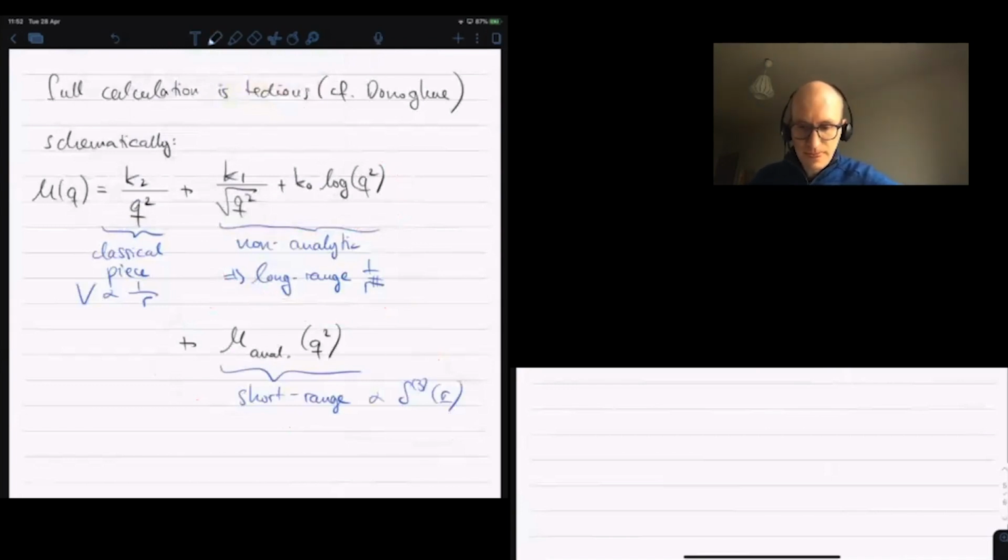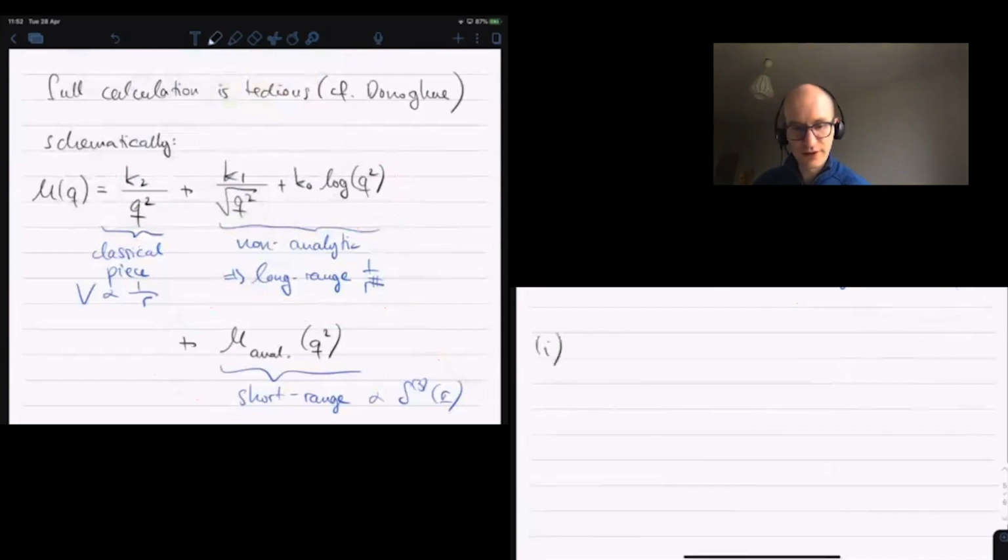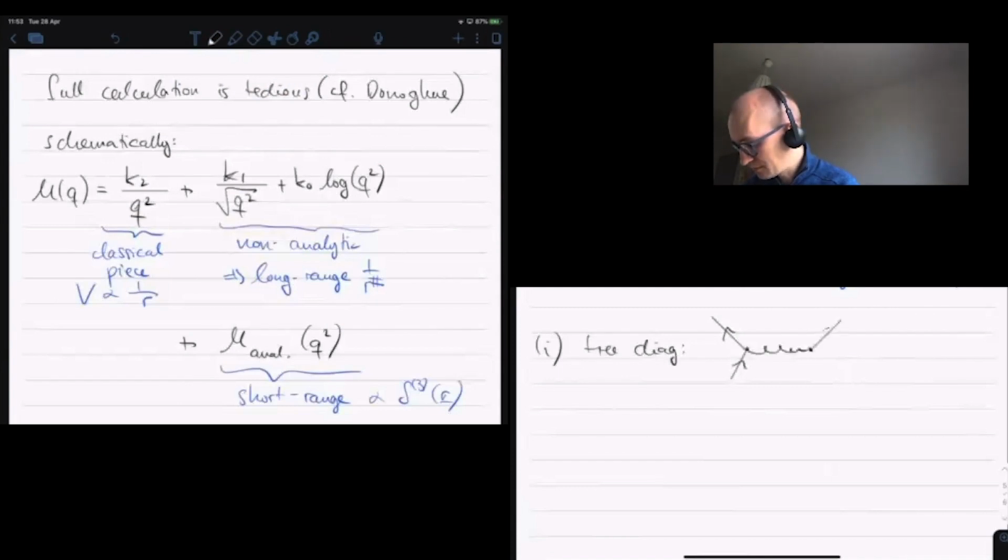So good. Let's calculate at least this one now. This is the tree diagram, where I'm using Einstein-Hilbert. I've drawn this diagram, but let's draw it again. Q, so we have some mass source here, and a mass source there, with P1 prime and P2 prime.